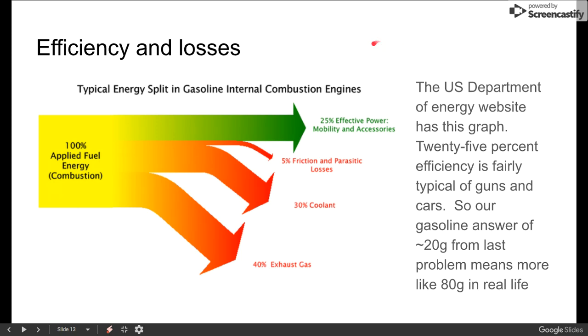Now, how much of this actually got used in the car? Typically, most cars only use about 25% of their available energy to move forward. So out of all that energy in this problem, the 20 grams of fuel, only 1/4 of it appeared as motion. So it really means to get 20 grams of gasoline available for motion, we'd probably need 80 grams or better before we could actually see that.